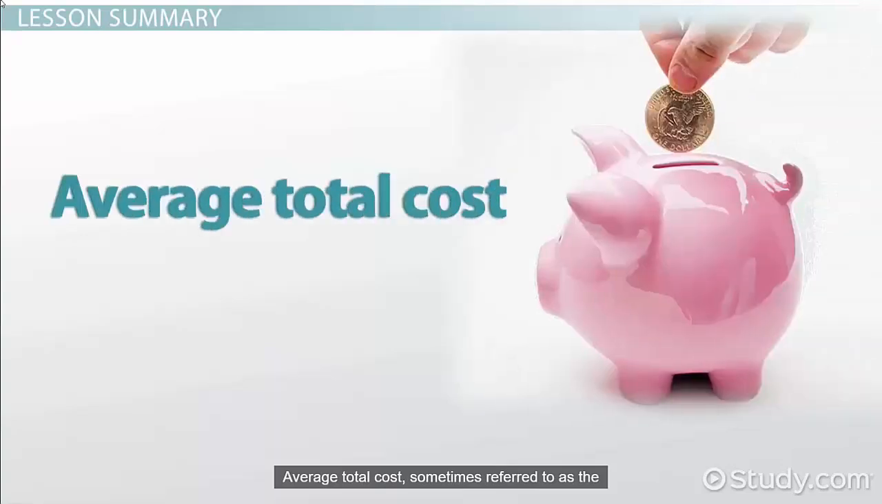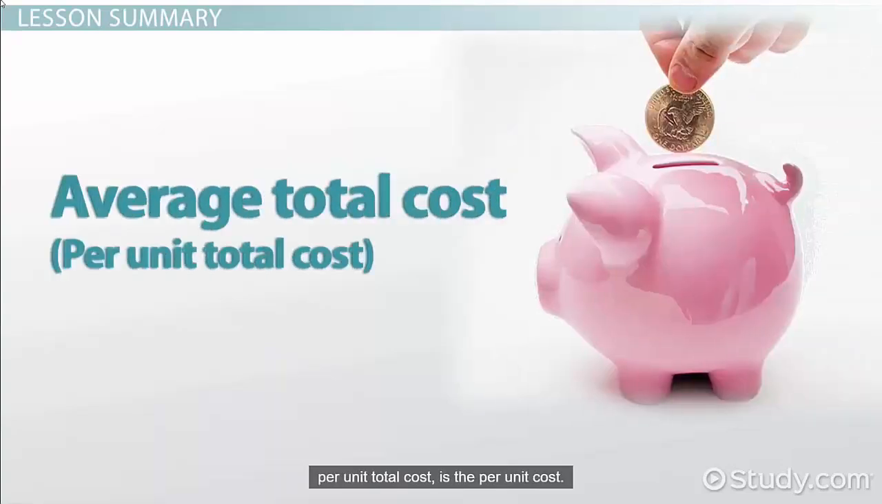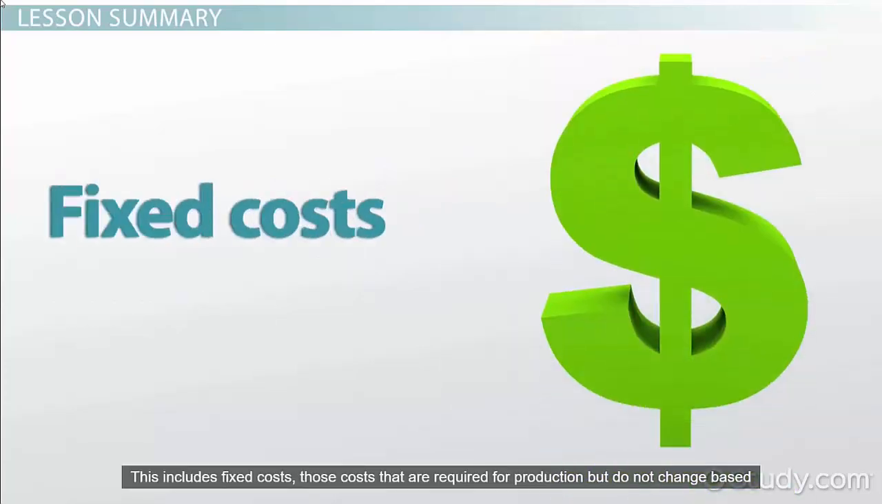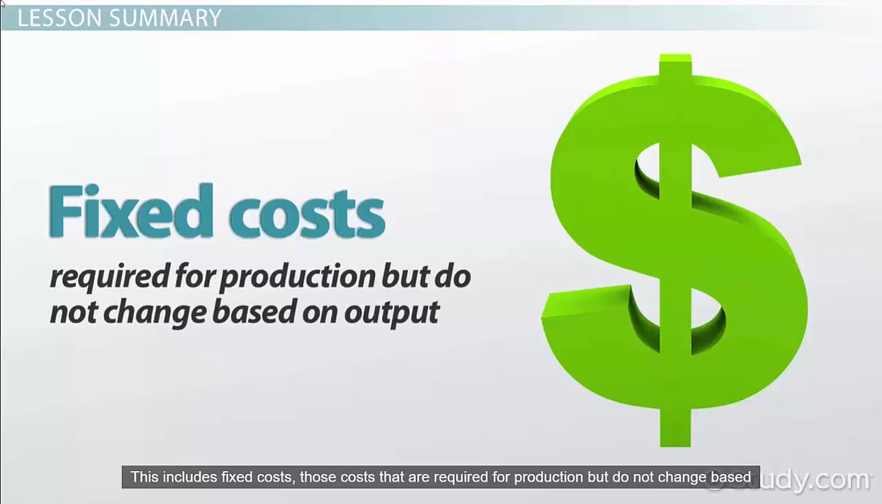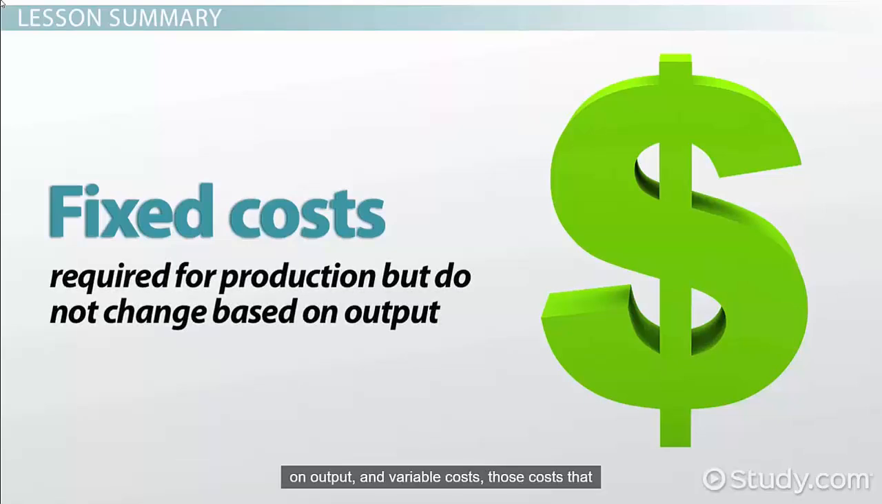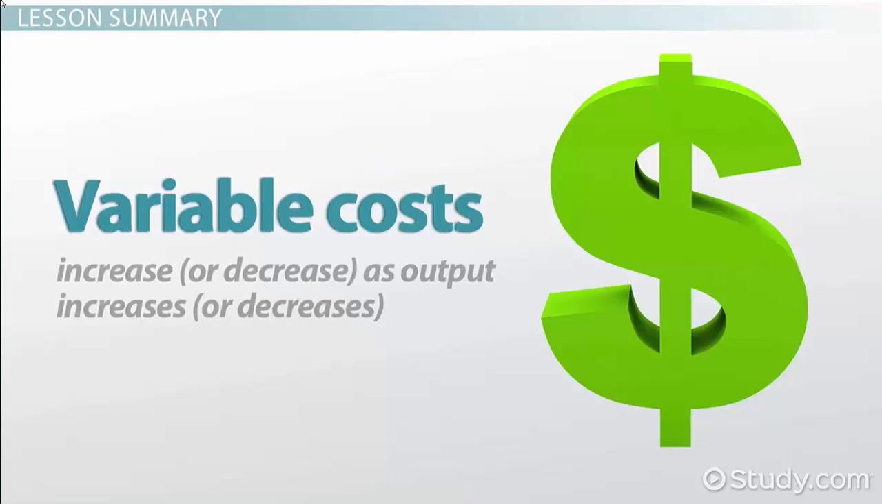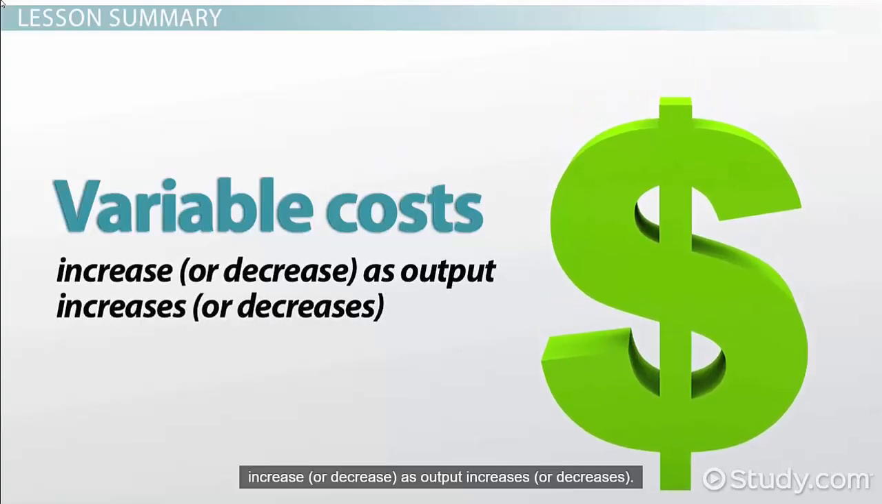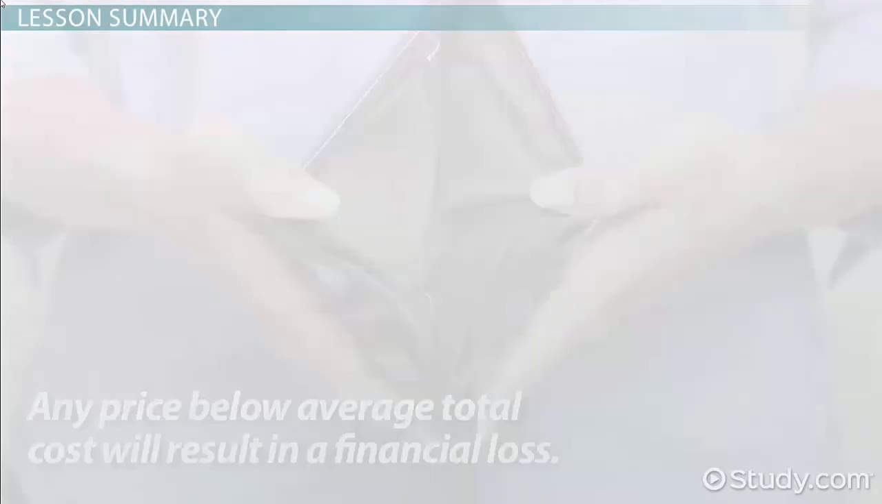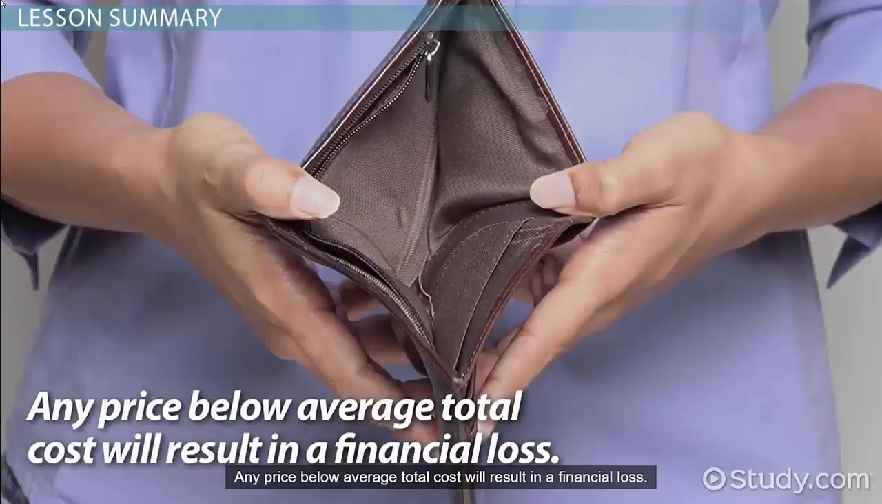Average total cost, sometimes referred to as the per unit total cost, is the per unit cost. This includes fixed costs, those costs that are required for production but do not change based on output, and variable costs, those costs that increase or decrease as output increases or decreases. Any price below average total cost will result in a financial loss.